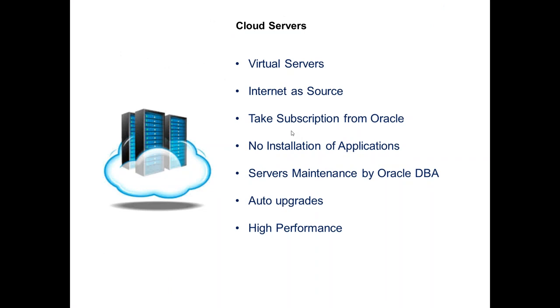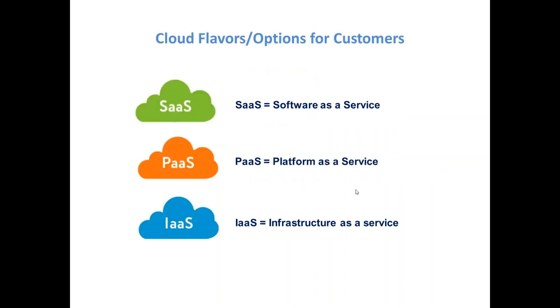Now, if any client is going to use virtual servers, nothing but cloud servers, what are the points they have to understand? Which servers do they have to take? Within the cloud servers, we have different flavors, different options or different modes. Let's look into those. When you talk about Oracle Fusion applications, every client should go with the cloud server only. When they take access to Oracle Fusion applications from Oracle, these three options are available.